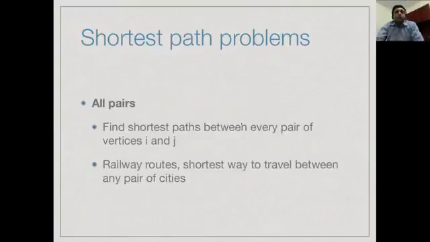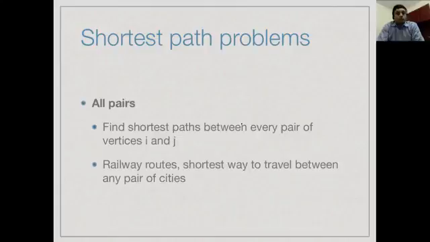Another problem would be to compute the shortest distance between any pair of cities or any pair of vertices. So this would be a natural problem, for example, if you have a routing network of an airline or a train network. Now, whenever you want to travel from city A to city B, you would like to compute the shortest path between A and B.